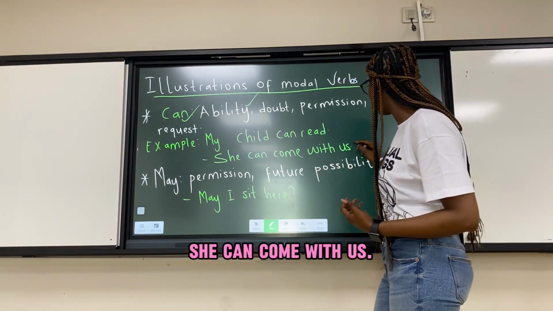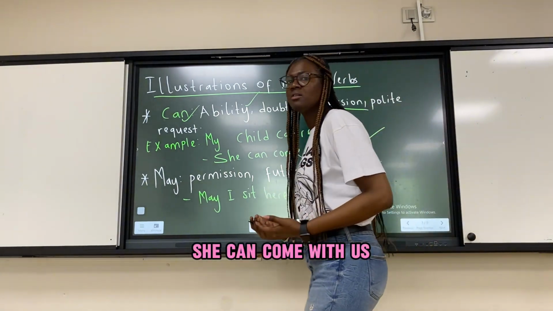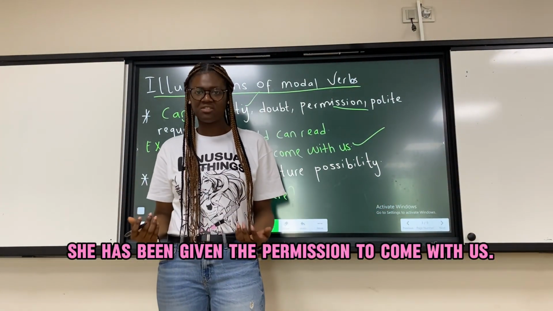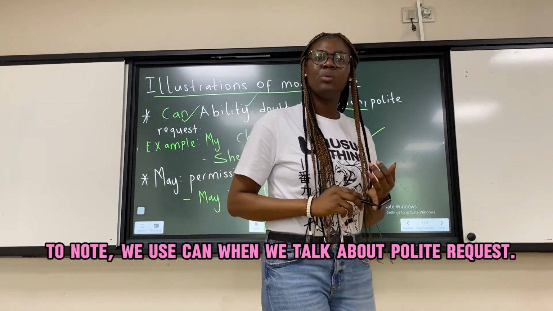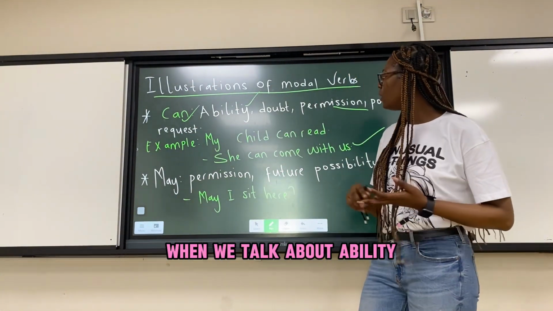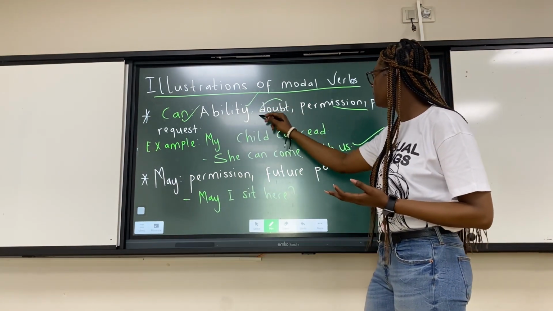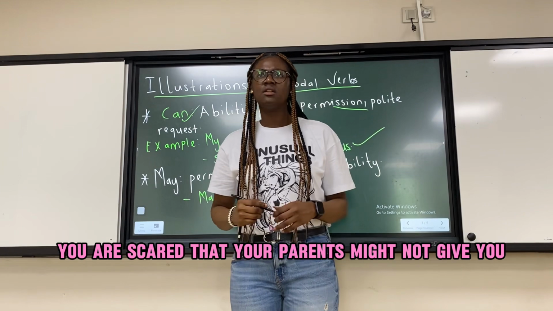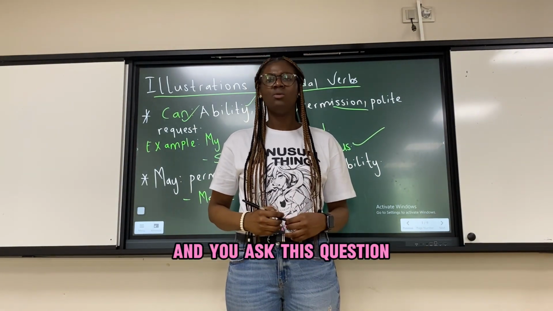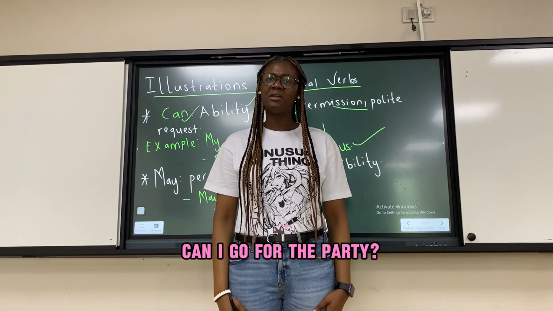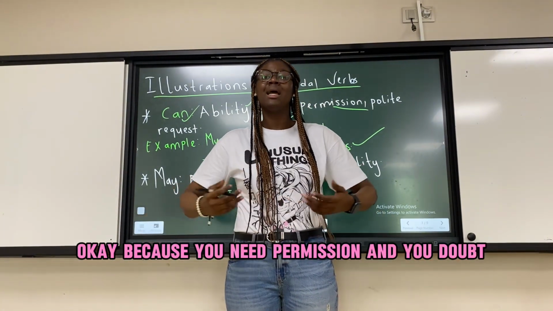She can come with us. Permission. She can come with us. She has been given the permission to come with us. So note, we use can when we talk about polite request, when we talk about ability, when we talk about doubt. At times, probably you are scared that your parents might not give you the go-ahead to attend the party, and you ask this question, can I go for the party? Okay, because you need permission, and you doubt, you don't know.